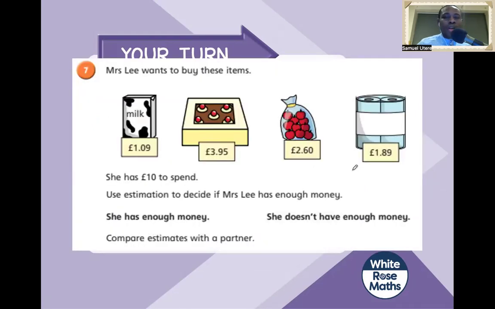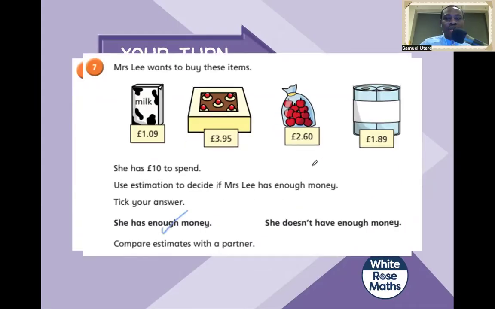Pause the video and answer question 7 in 2 minutes. Assuming you've paused the video and you've answered question 7, here are the answers. Let's discuss them. For question 7, you were asked, Miss Lee wants to buy these items. She has £10 to spend. Use estimation to decide if Miss Lee has enough money, and then take your answer. She has enough money. How do we use estimation to do this?